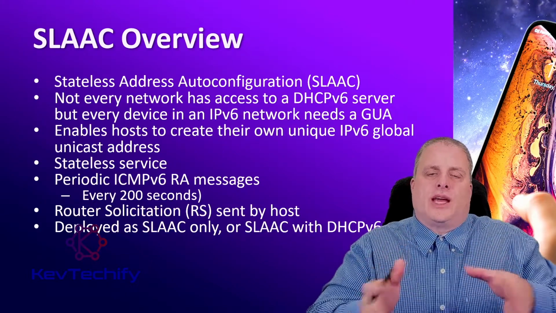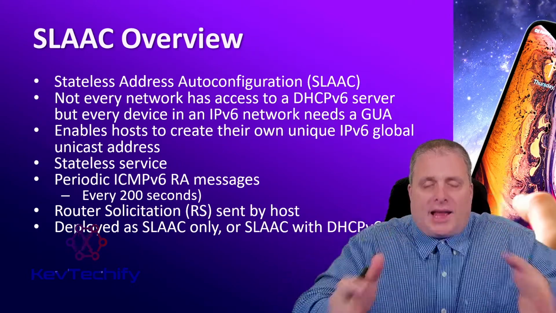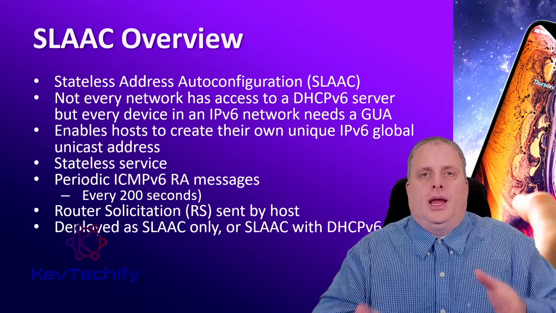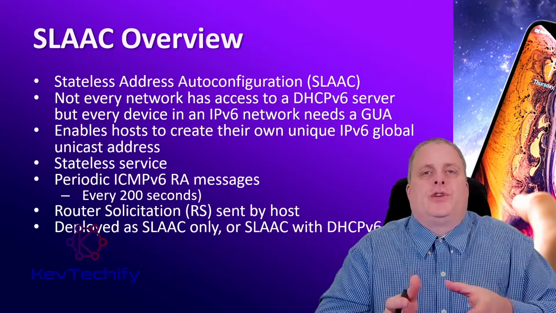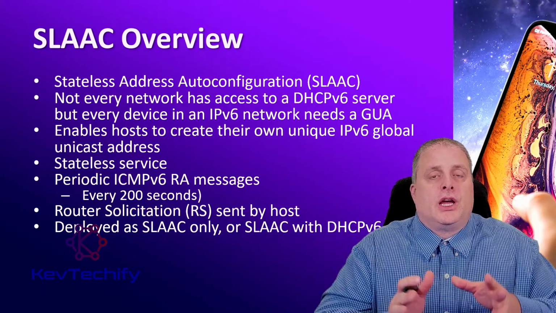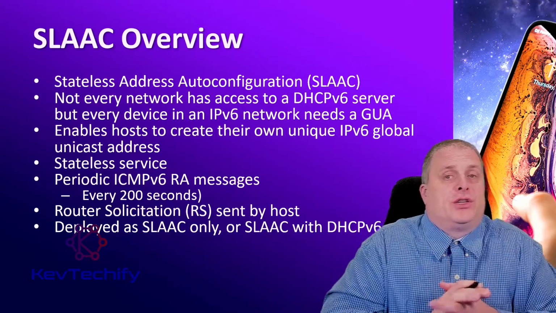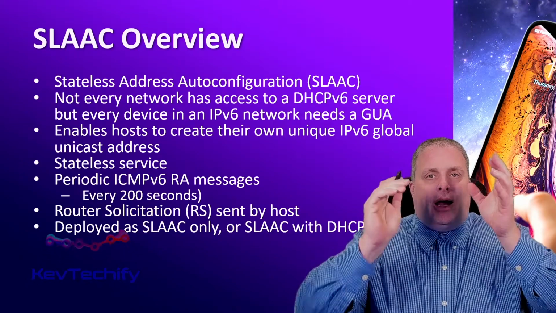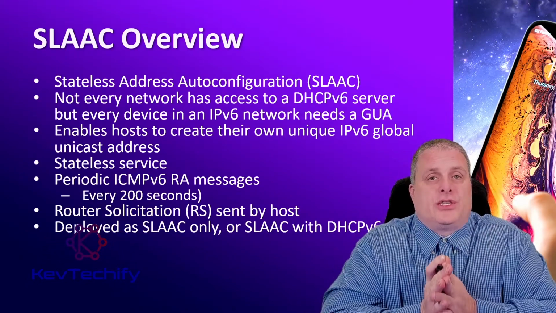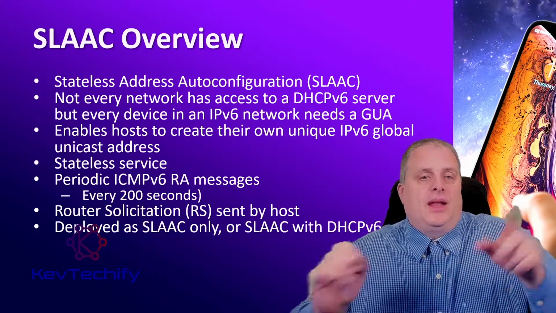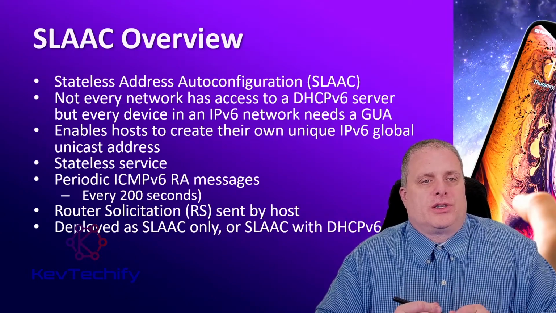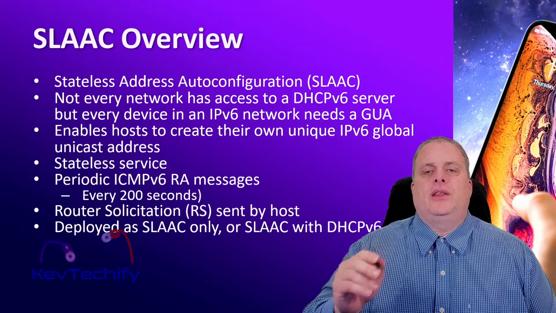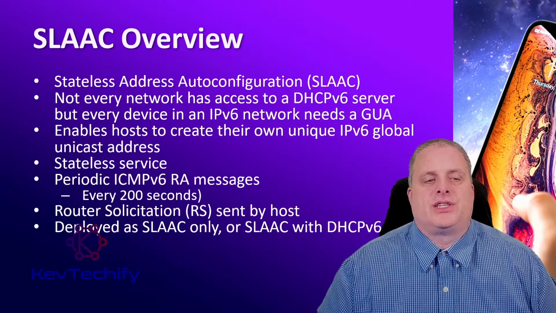When we talk about stateless address auto configuration, not every network has a DHCP version 6 server on it. They've specifically designed IP version 6 to work without having to have a DHCP version 6 server. That's where stateless address auto configuration comes in. Every device on your network needs an IP version 6 address, but they may not have access to a DHCP version 6 server. This is where SLAAC comes into play. It enables that host to create their own unique IP version 6 address.